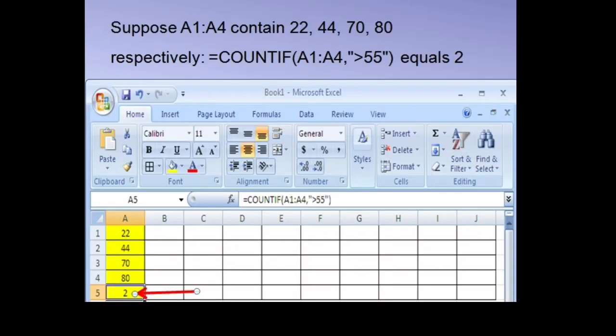Here if you want to find out marks greater than 55, then just type the function equals to countif and in brackets select the range, comma, and then in double quotes just mention greater than 55. Then your answer will be 2 because these two marks, 70 and 80, are greater than 55.